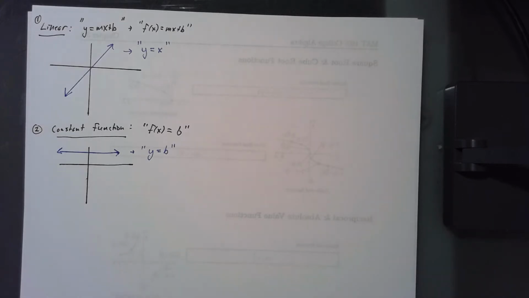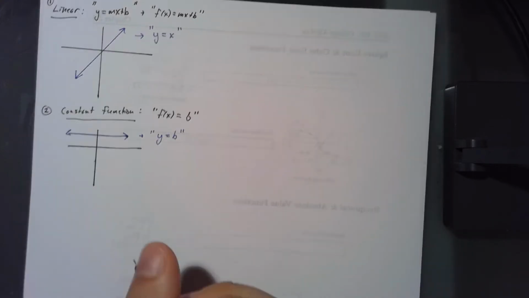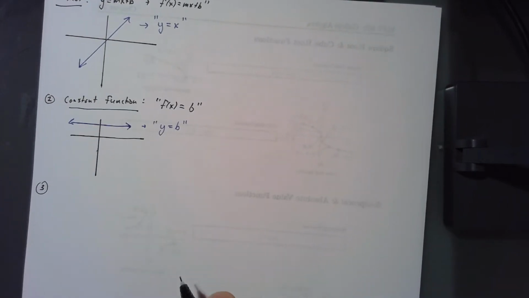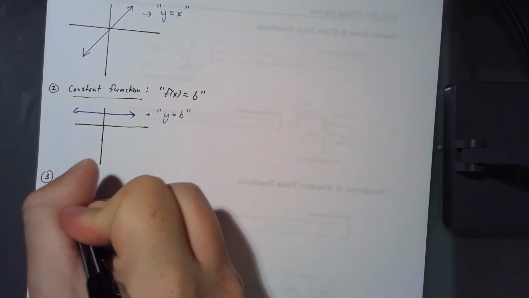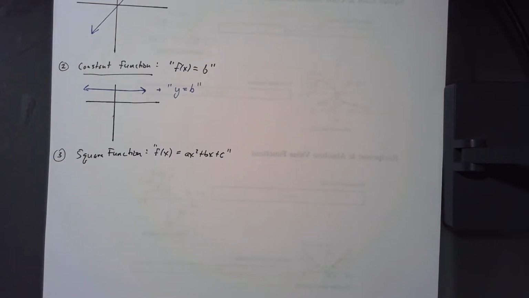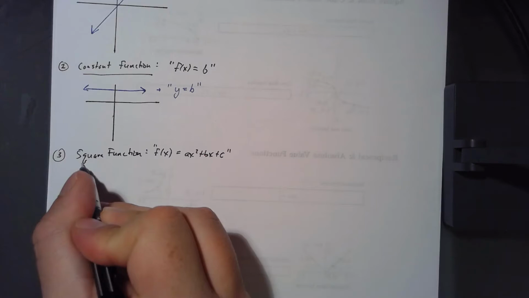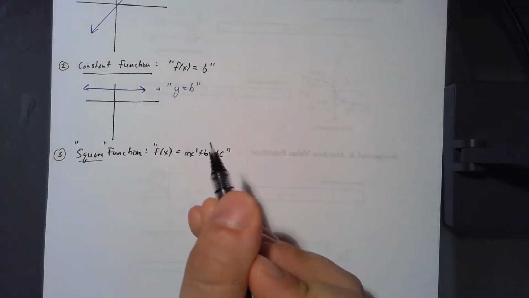Other types. This one is a square function, or what we call quadratic. This is when you have f of x equals ax squared plus bx plus c. We call it a square function because the highest power is 2.